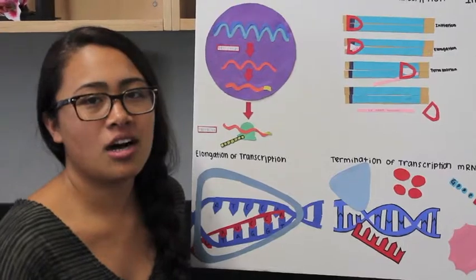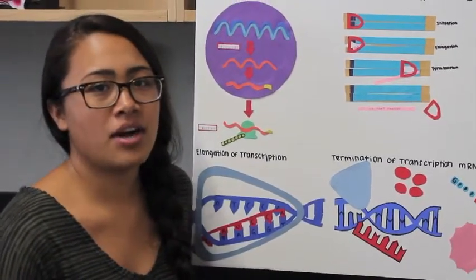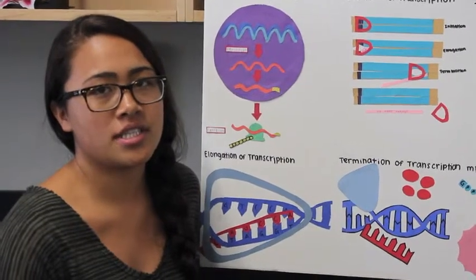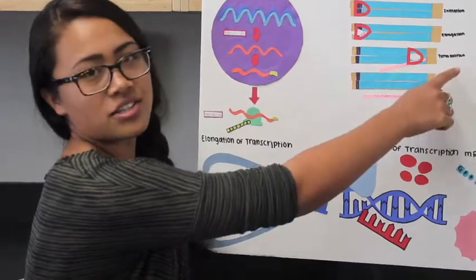Transcription is the process that copies genetic information from DNA to RNA. The goal of transcription is to make RNA, which will later be used to produce proteins. There are 3 steps of transcription: initiation, elongation, termination.